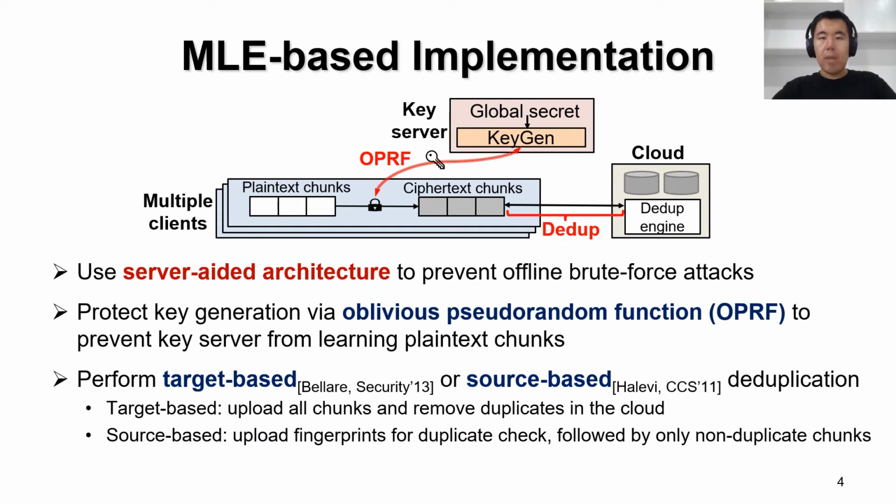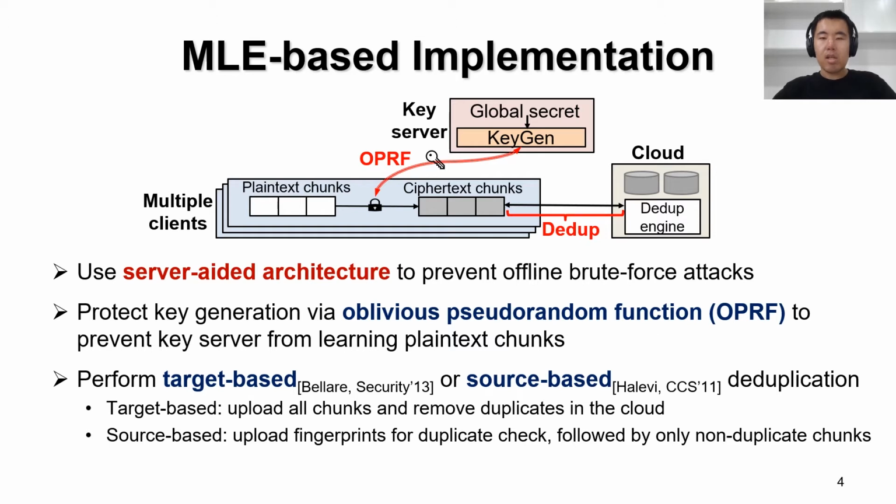In addition to MLE, the state-of-the-art encrypted deduplication builds on a server-aided architecture to prevent offline brute-force attacks. Specifically, it deploys a key server that manages a global secret to generate chunk-based keys. It uses oblivious pseudorandom function, or OPRF for short, to prevent the key server from learning plaintext chunks. After encrypting each chunk, it removes duplicate ciphertext chunks via source-based or target-based deduplication.